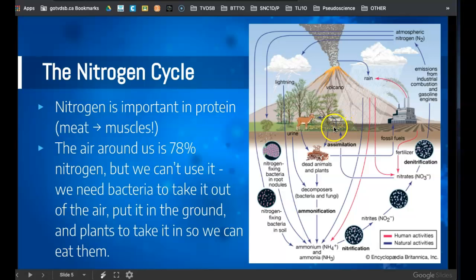All right, so this absorbed nitrogen in the form of what are called nitrates now becomes part of the plants, and then we can eat them, other animals can eat them, and then they can be used for things like muscles. Okay? Now, when plants or animals die, those can get put back into the ground, and then they can be re-entered into the nitrogen cycle.